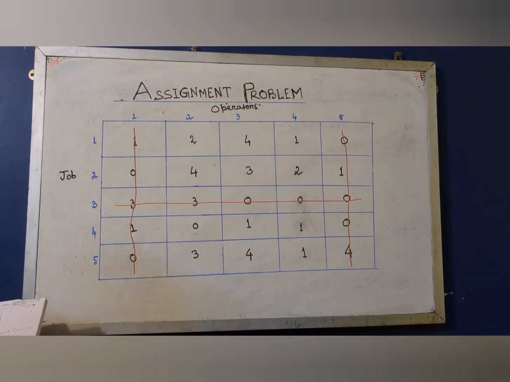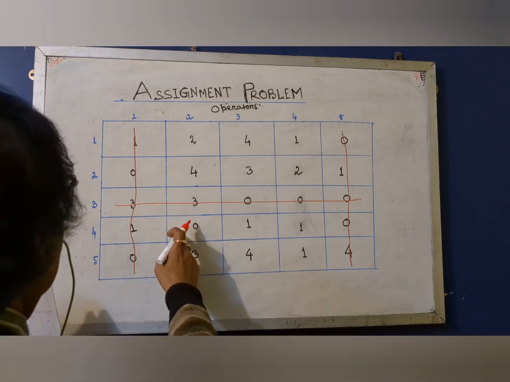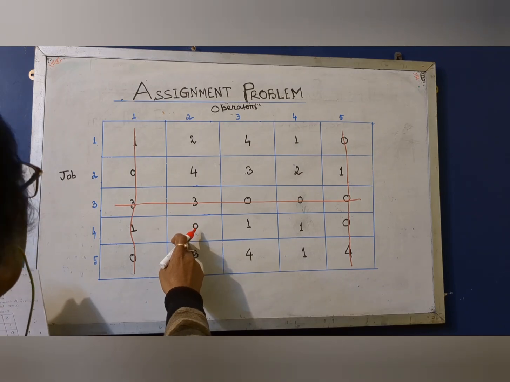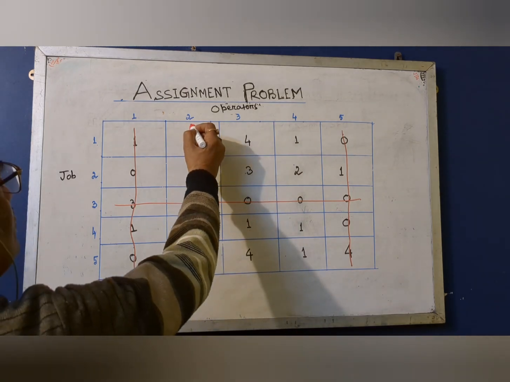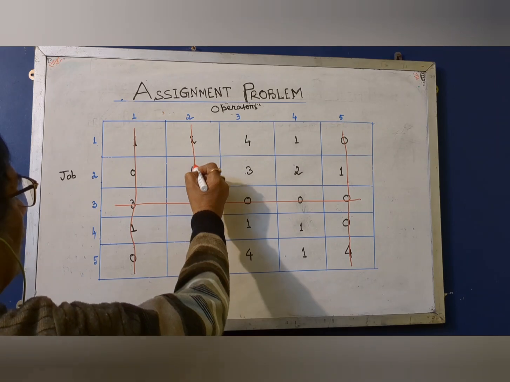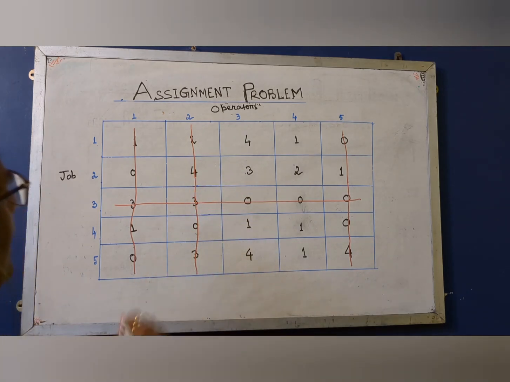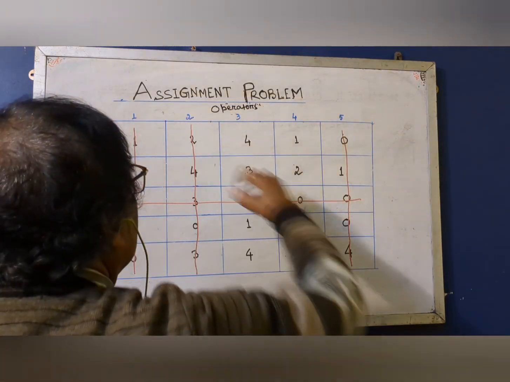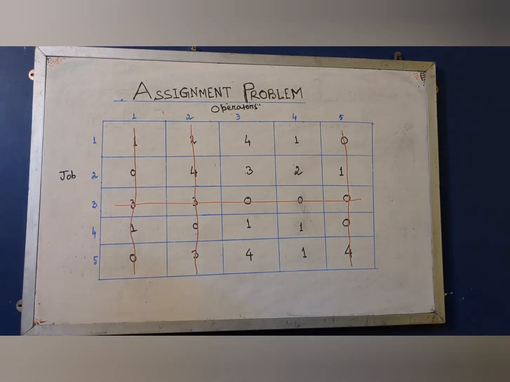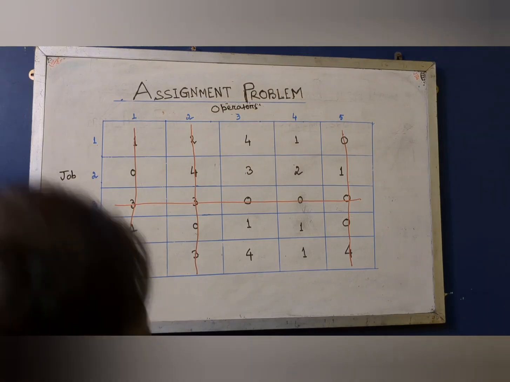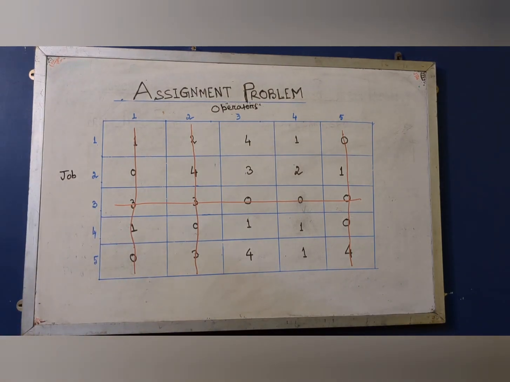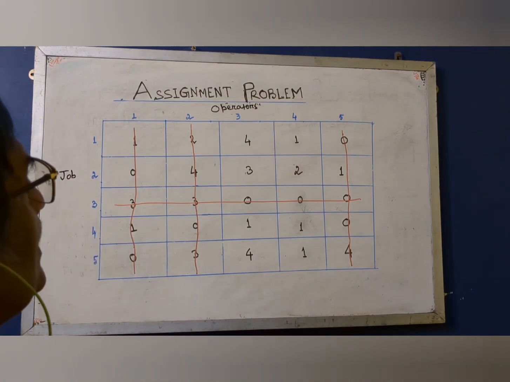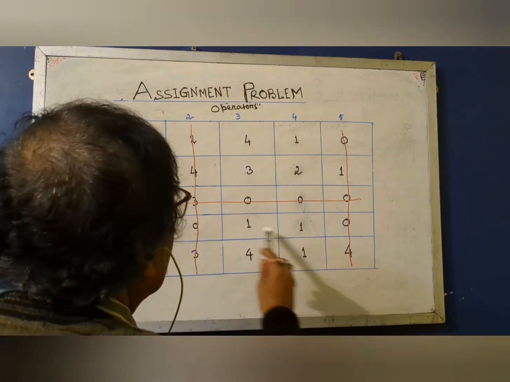Another zero is still there. Another zero is still there. That's why you have to draw another line, horizontal or vertical. Keep in your mind, the line should be either horizontal or vertical. You cannot draw a diagonal in this way, or a half line. It is not allowed. In this way, you have to draw the minimum number of horizontal or vertical lines so that all zeros are covered or touched. I think all zeros have been covered. No zero has been left.